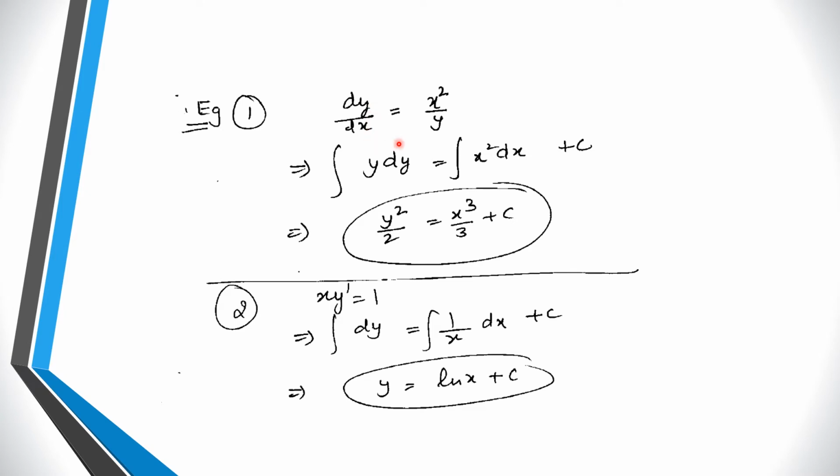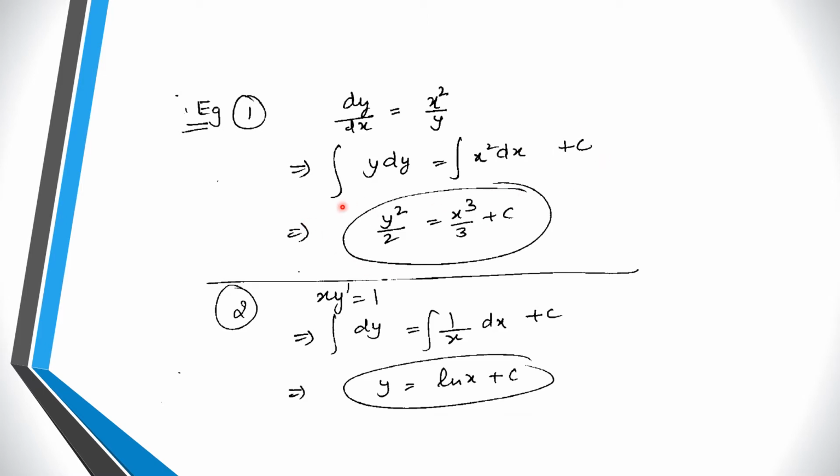For example, dy by dx is equal to x square upon y. So this is of the form f(x) into g(y), where f(x) is x square and g(y) is 1 over y. Now you can take the function g(y) to this side, so you will have y into dy, and you can take dx to this side, you will have x square into dx. Integrating both sides, plus c also.